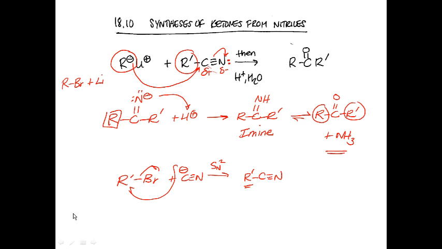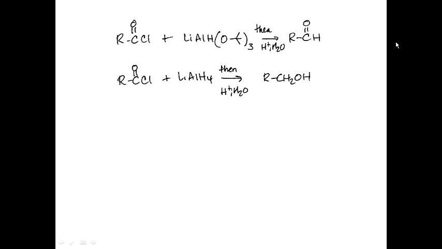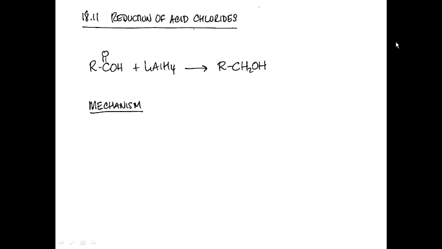So that's both of those are easily synthesized. Again, this reaction doesn't make much sense unless we know about the imine, and we know that the imine is unstable, so that it just breaks apart to form the ketone. Okay, now how about reduction of acid chlorides?